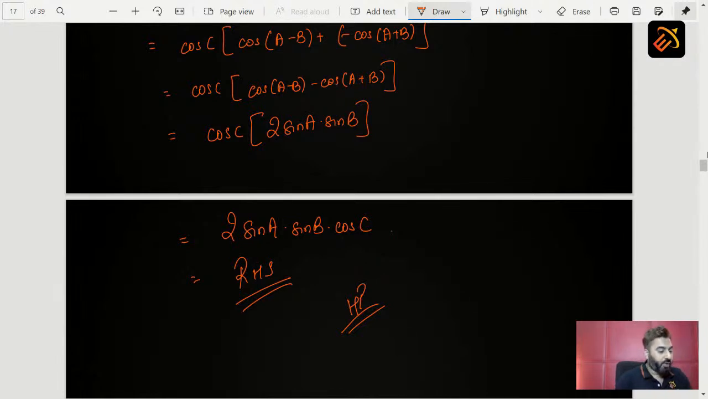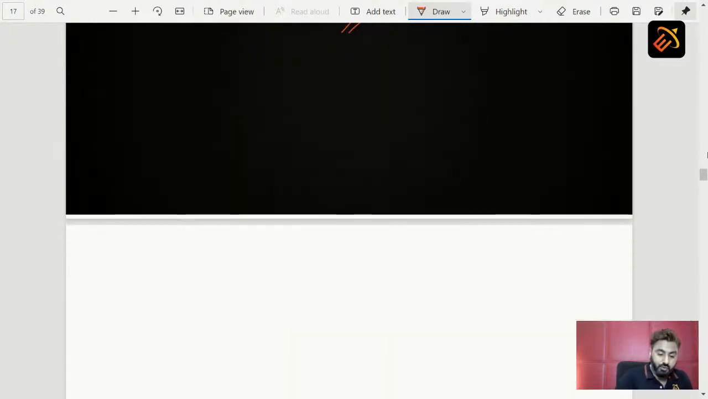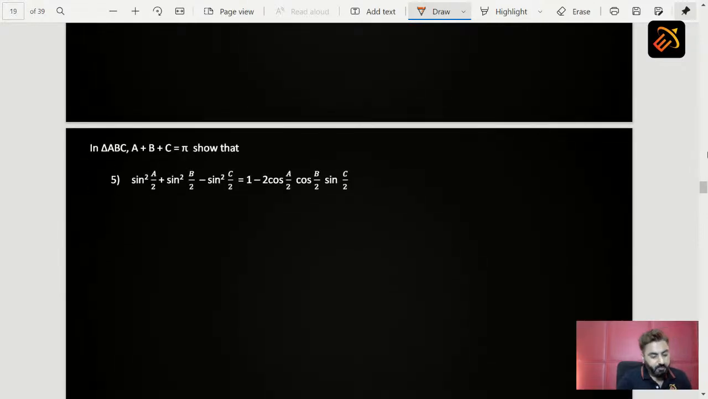So students, I hope you understood and liked how to solve this. Now let's move on to the next question. What is the next question, students? Our next question is, in triangle ABC, a plus b plus c is equal to pi. Show that sine square a by 2 plus sine square b by 2 minus sine square c by 2 is equal to 1 minus 2 cos a by 2 into cos b by 2 into sine c by 2.